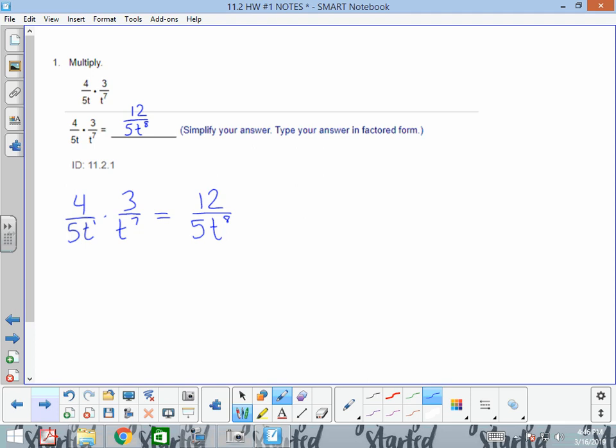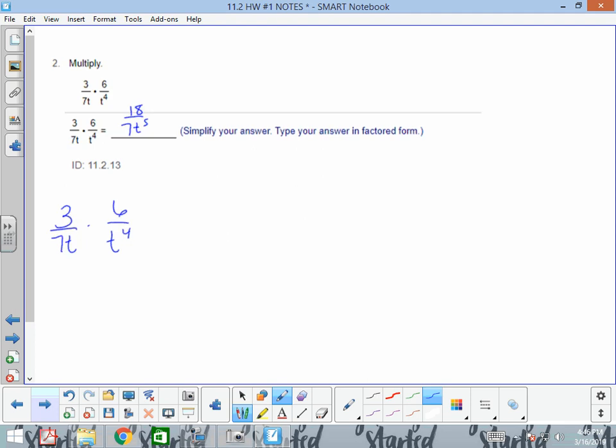Now, notice this time they do not ask you to state any excluded values, so you don't have to worry about that on this particular problem. All right, number 2, I've already done it for you, as you can tell. 3 times 6 is 18. Again, we're adding the exponents for the t's. Sorry, not the 7s.